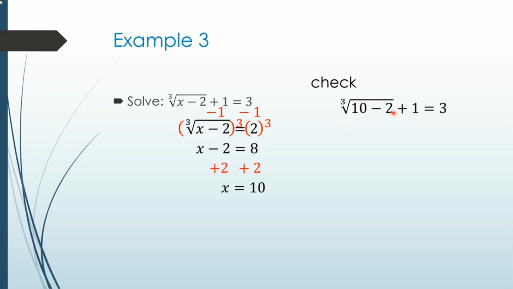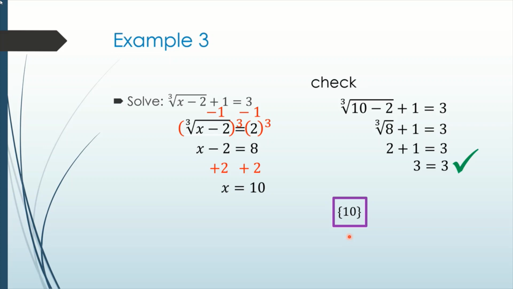So 10 minus 2 is 8. Remember, following the order of operations, the root kind of acts like a grouping symbol, so you have to do that first. So the cube root of 8 is 2. 2 plus 1 equals 3. Check. So 10 would be a solution.